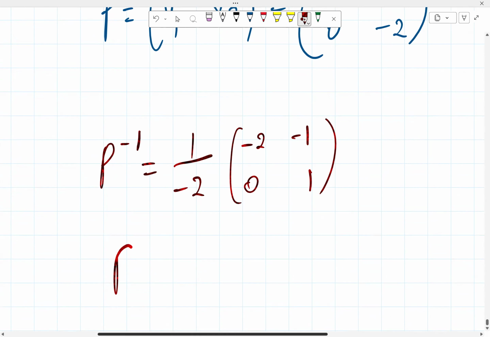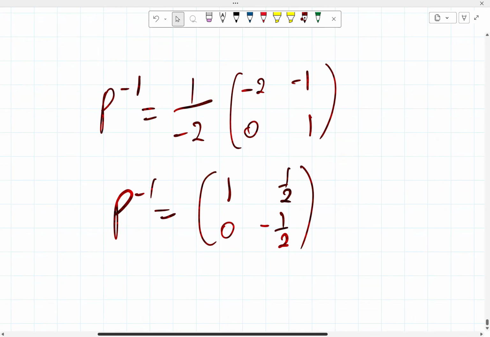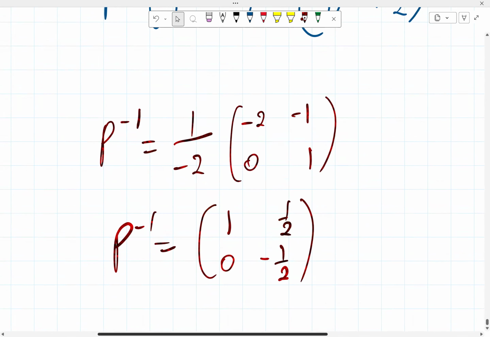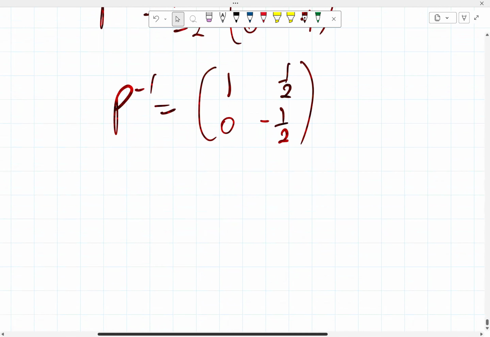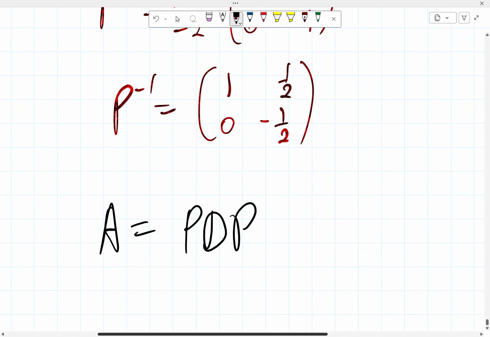Okay? So if we divide through, if we multiply through by minus half now, we just simply have, this is 1 here. This is 1 over 2. This is 0. And this is minus 1 over 2. So yeah, this is 1, this is 1 over 2, this is 0, this is minus 1 over 2. So in all, now we can say that A is equal to PDP inverse.